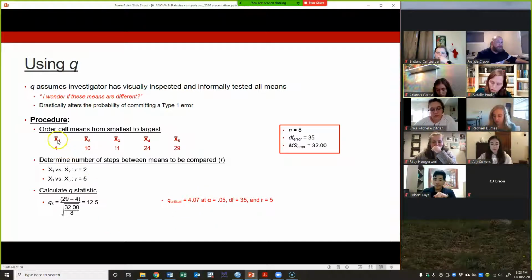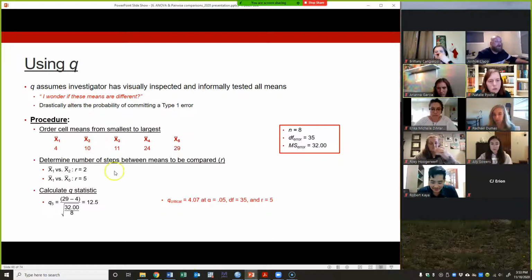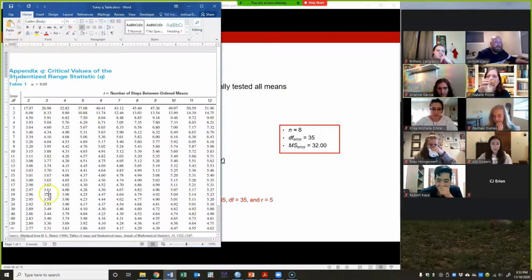but this time comparing mean 1 and mean 3, I would do the same thing, except this time I would take 11 minus 4 divided by the square root of 32 over 8, grab my test statistic, but I would use a different critical value. This time I would say this is 3 steps. And so in my Q table I would go to 3, 35, and figure out what my critical value was.